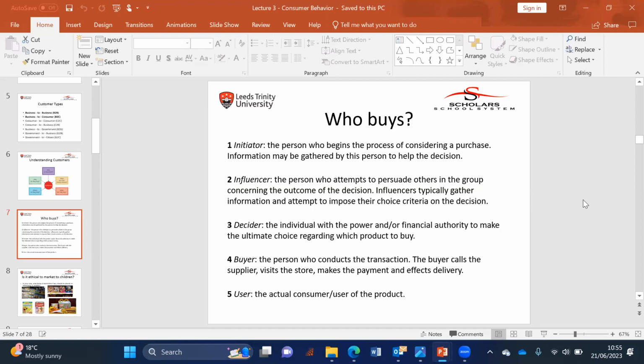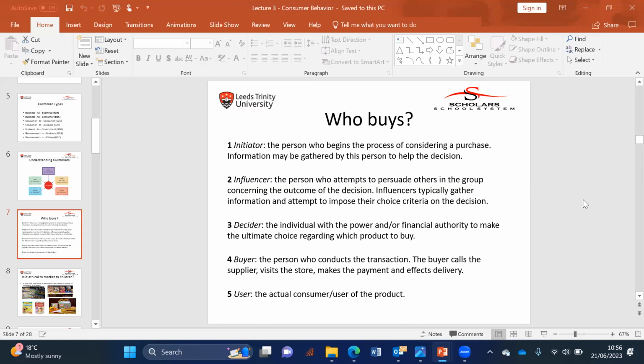There's the decider, the individual with power or financial authority to make the ultimate choice. So for example, if one of your younger cousins, or brothers and sisters, comes up to you and says, can you please buy me that toy? You are the decider. You are the person that has the financial power to buy it. So you have the authority.